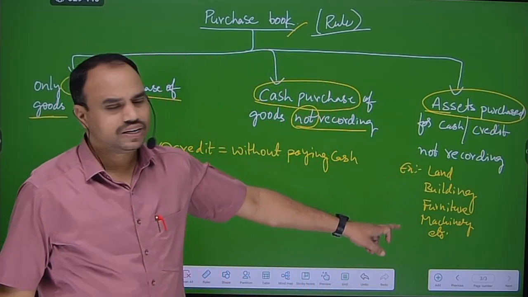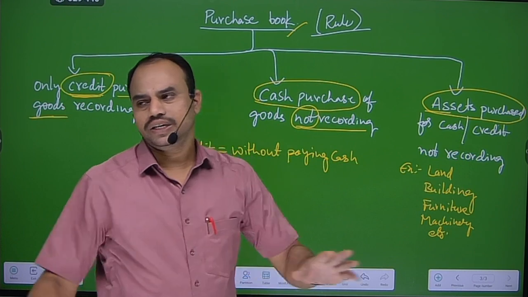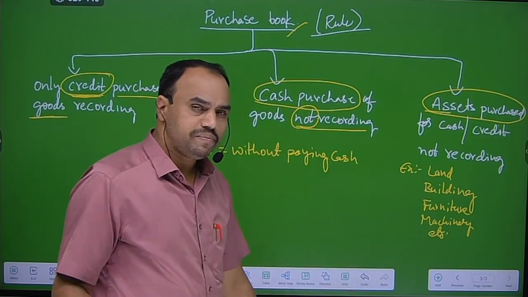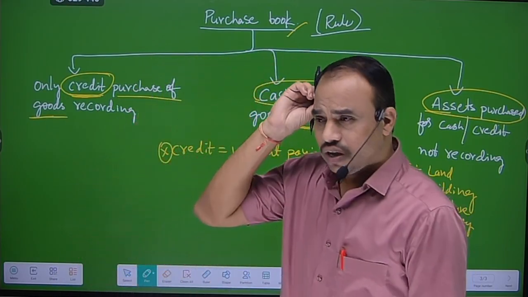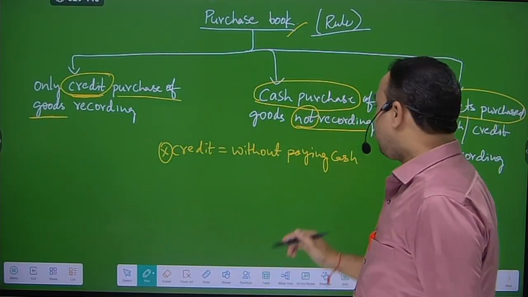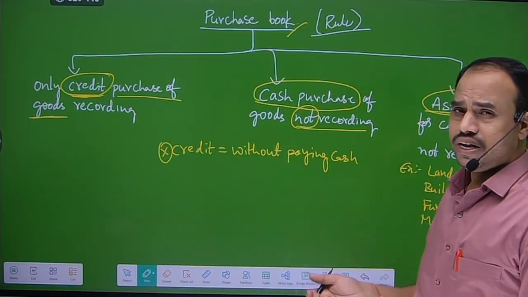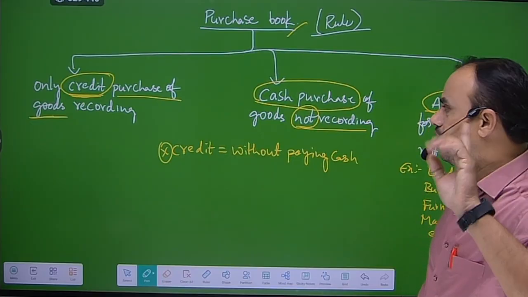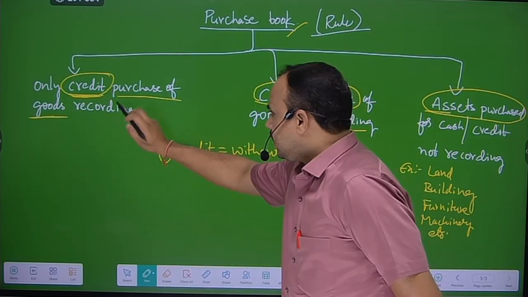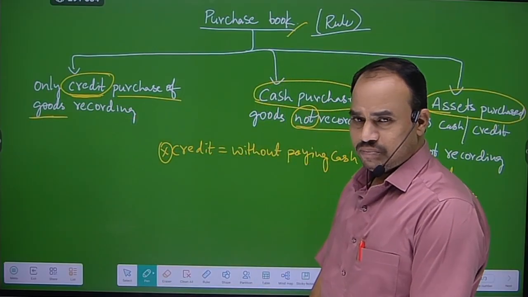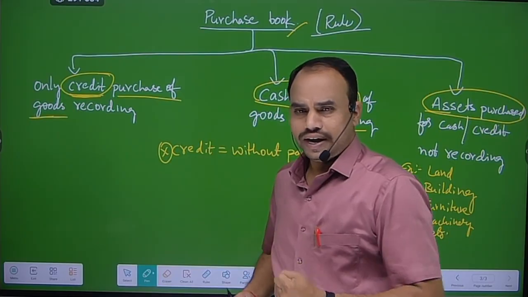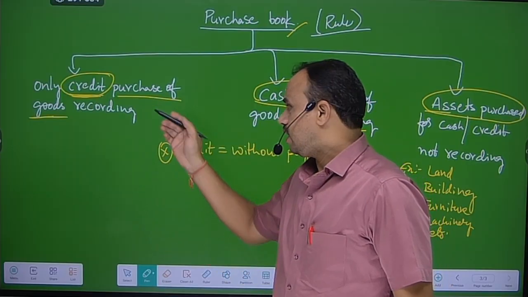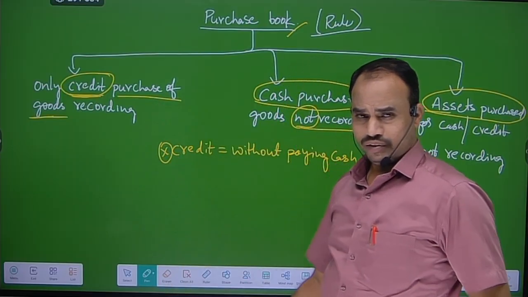Whenever you purchase assets like land, building, furniture, machinery, we will not record it in the purchase book. You have to remember this. So only one item we are recording, beta, that is only credit purchase of goods. For example, when you purchased goods and did not pay cash, that is called credit purchases. That time only we will record, otherwise we will not.